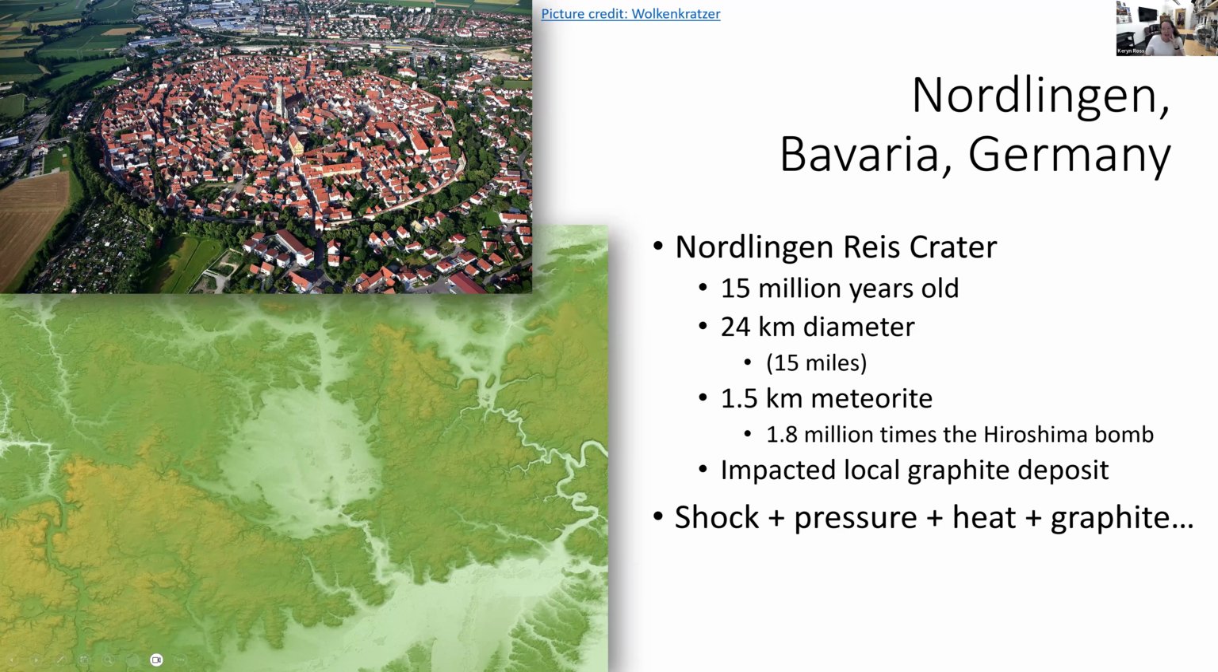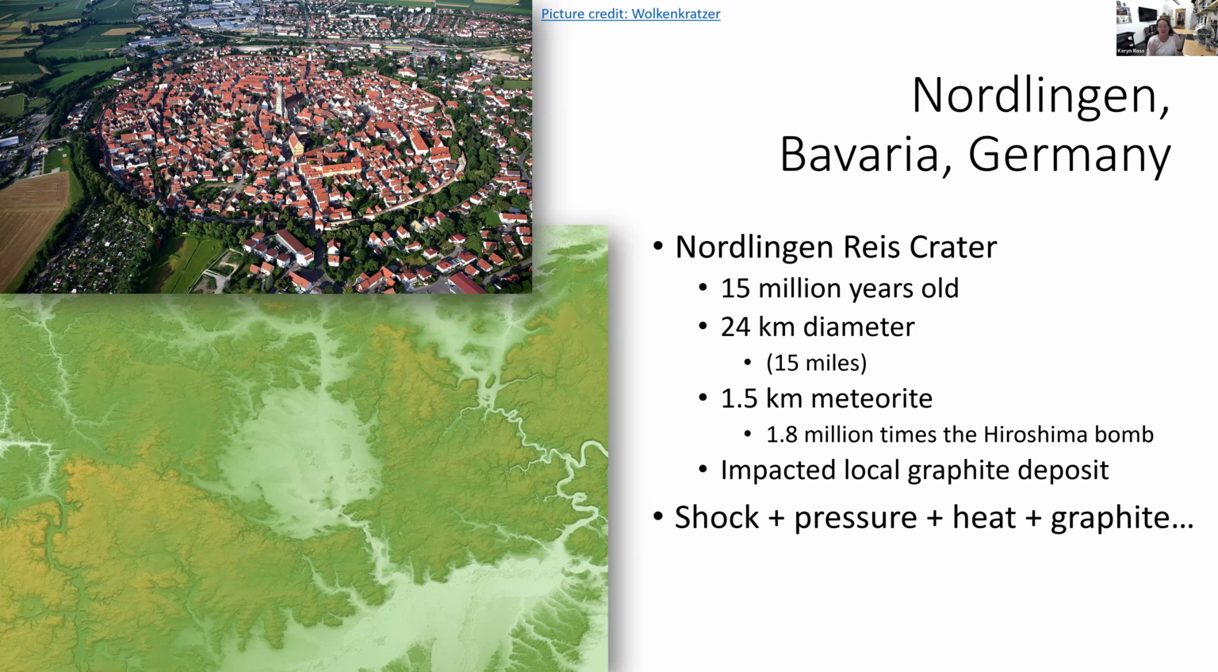Anyway, this is a crater that was formed when a meteorite smacked into the Earth 15 million years ago. Now, the crater itself is 24 kilometers, and the meteorite we estimate was about 1.5 kilometers in length, and it had the power of 1.8 million times the Hiroshima bomb. When it hit 15 million years ago, it hit a local graphite deposit.